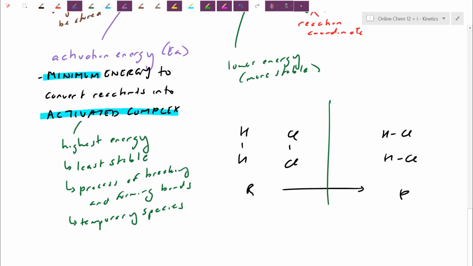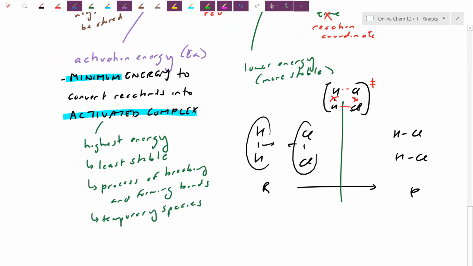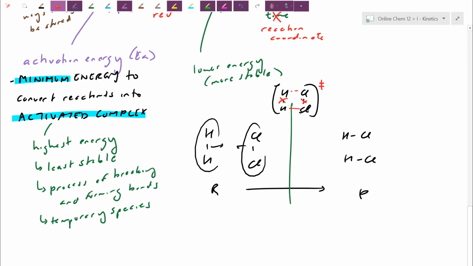The activated complex is when the hydrogens have run into the chlorines, and all 4 atoms happen to be in close contact. The reason why they're high energy is that they're just starting to break the H-H bond and the Cl-Cl bond, and they're just starting to create the new bonds. This guy here is called the activated complex. You usually use the equal and the hash symbol to denote it. Another name for this activated complex is a transition state.